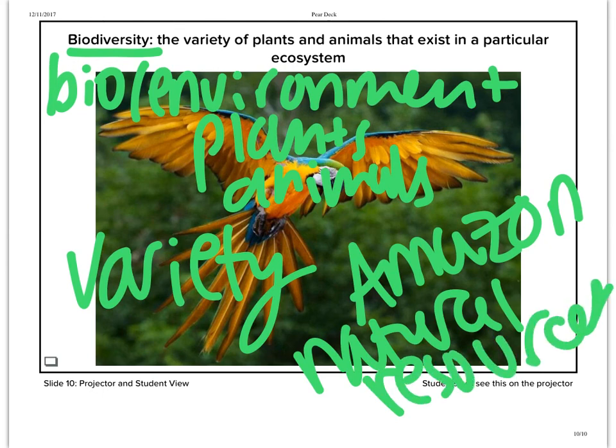An ecosystem like Antarctica is very dry, it's very cold, so not a lot of different plants and animals are able to live there. Whereas the Amazon, it's much warmer, there's a lot more resources and energy and food, so it's easier for those plants and animals to survive.